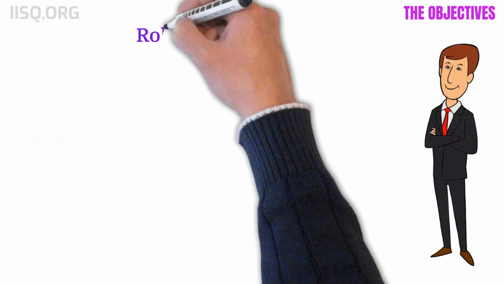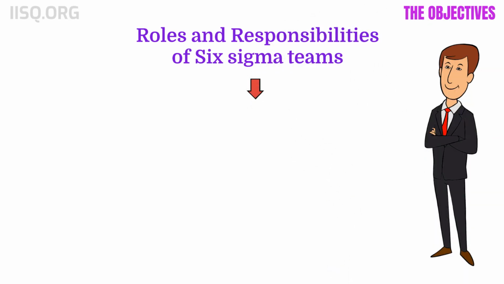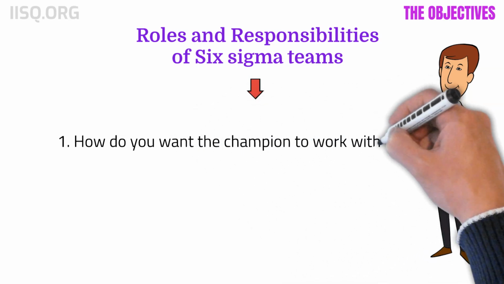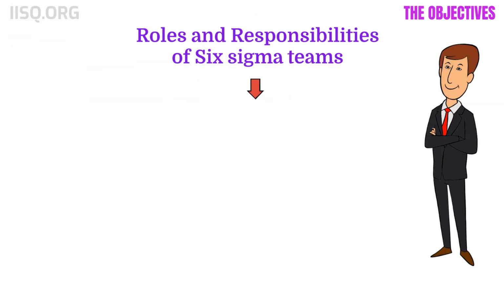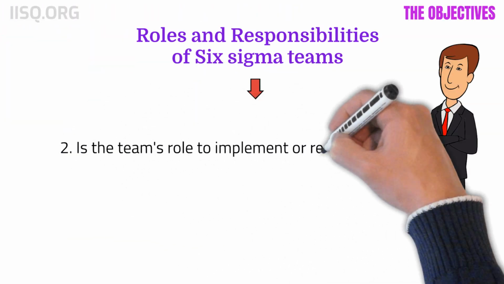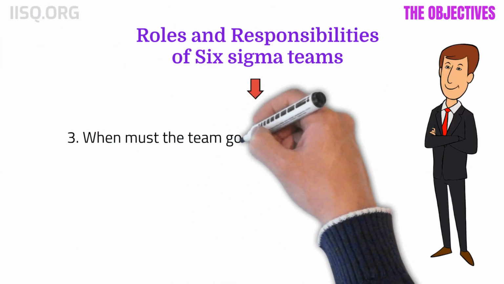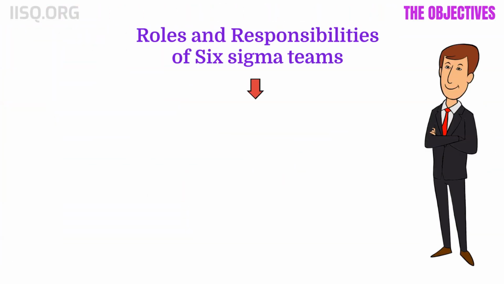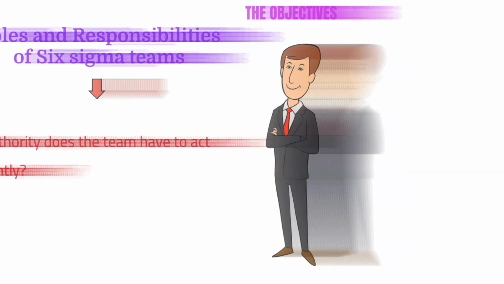While we are learning the roles and responsibilities of Six Sigma teams, we have to ask a few pertinent questions for further clarifications. These are: how do you want the champion to work with the team? Is the team's role to implement or recommend? When must the team go to the champion for approval? What authority does the team have to act independently?